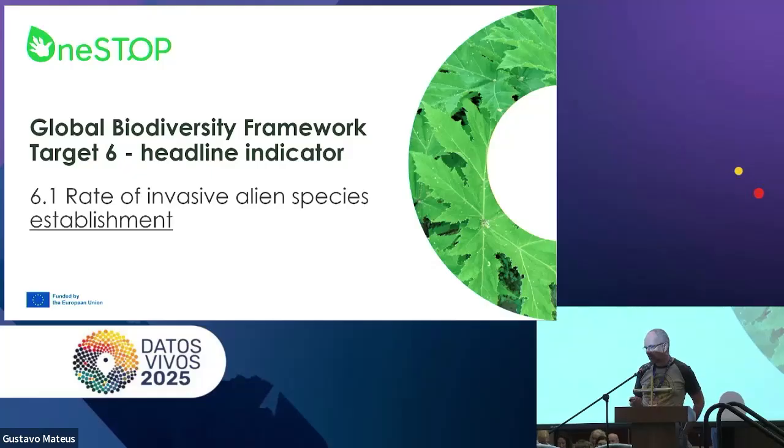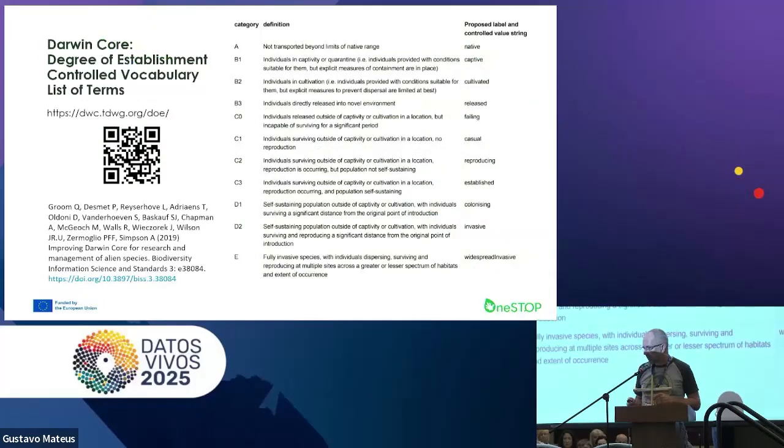One of the indicators for that goal is the rate of establishment of invasive alien species. And I underline establishment there because you need to know whether, when people have recorded those invasive species, they are established. And as you probably know, there's a very big gradient between a plant being planted in a street to being wildly invasive. Unfortunately, 6 years ago, we published this paper on changing the Darwin Core standard to include degree of establishment.